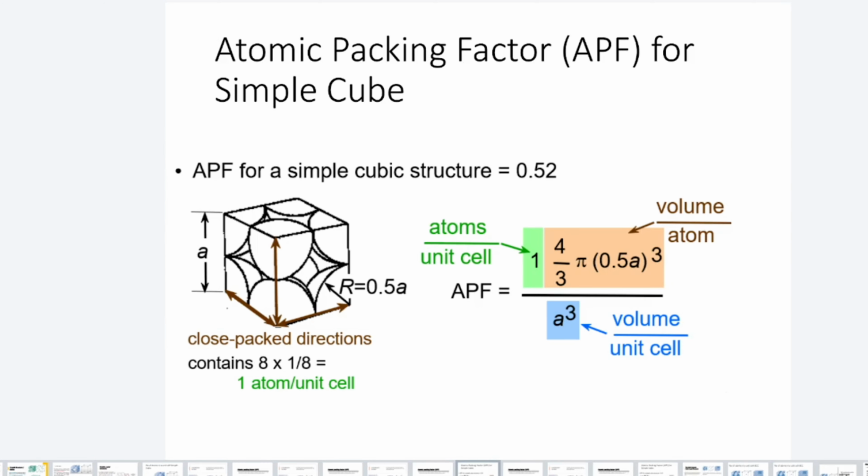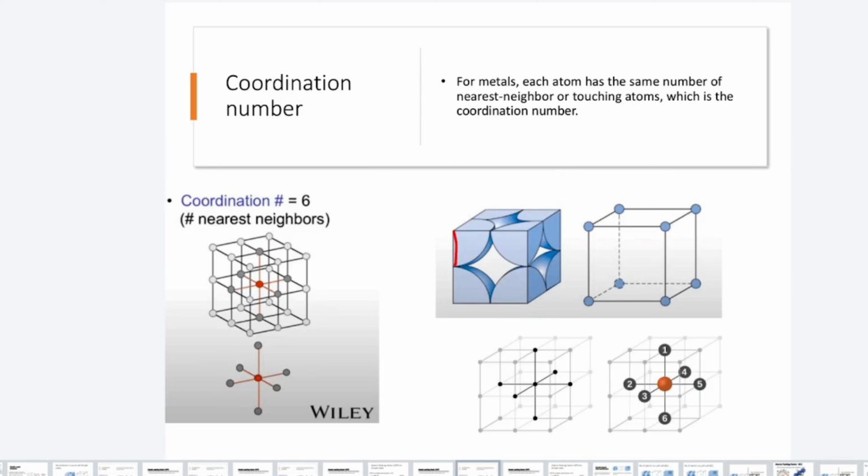Now we will find the atomic packing factor of the simple cubic structure. Look here, we have the simple cubic structure, and this side is equal to A, and this side is also equal to A. What is the formula? The volume of the atoms in a unit cell divided by the total volume of the unit cell. Now look into the sphere. From here to here, this line represents 0.5A, because the total is A.